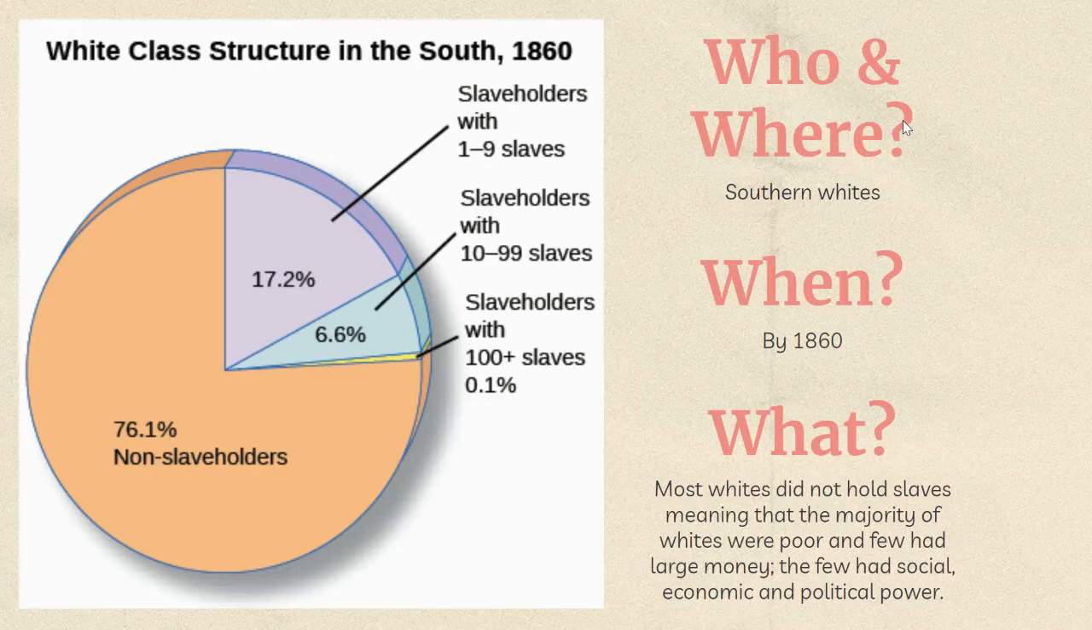Meanwhile, very specifically, the non-slave holders, this is a very poor white class, very illiterate. They do not know how to read. They do not know how to write, and they are just working, farming to survive. They are not farming cash crops. They are farming for survival.